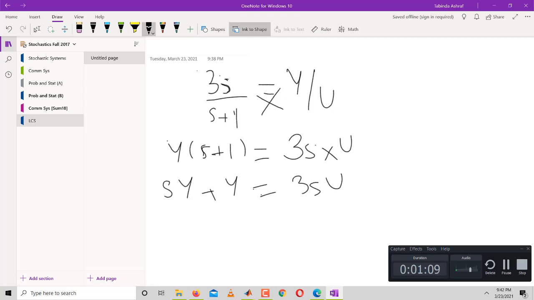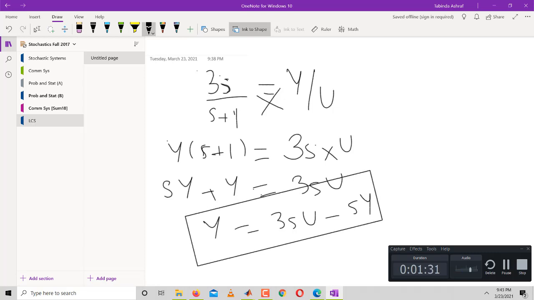All right. To make it a little simpler, if I have to keep the output y single, with nothing else being multiplied to it, I can write it as 3s into the input minus s into y. So this is my output equation, right?